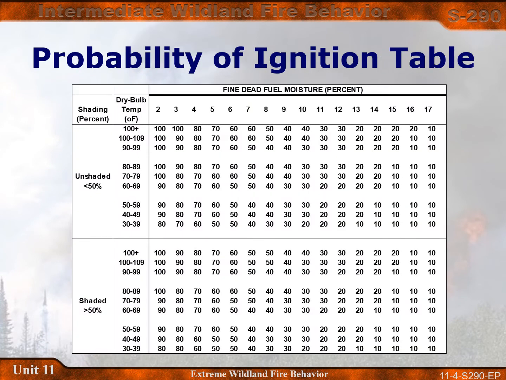This is Table 12. You can see on the top, you have a row for your fine dead fuel moisture percentages. On the left-hand side, you have two columns, one for shaded fuels, one for unshaded. This is where you find your dry bulb temperatures.